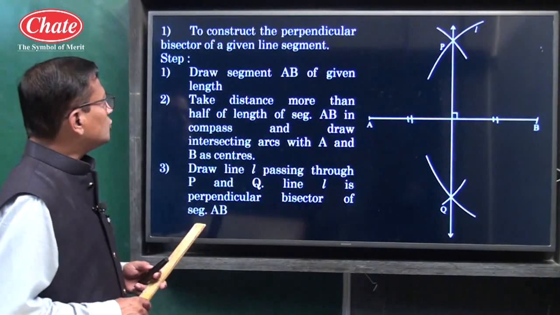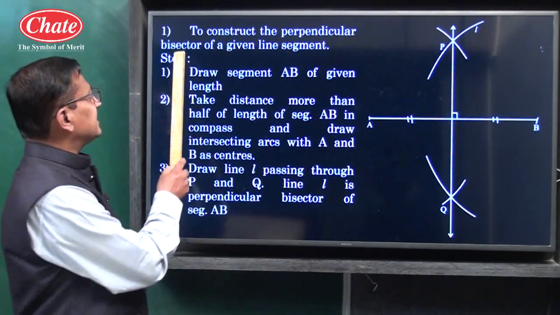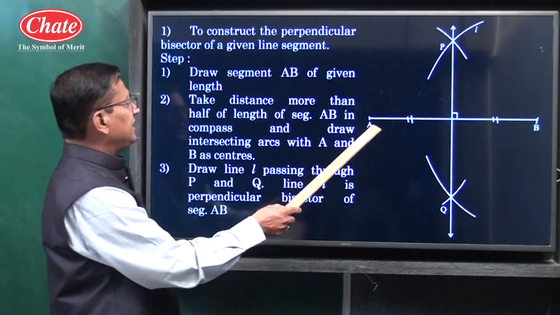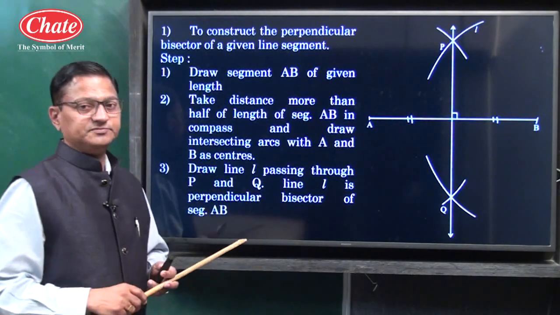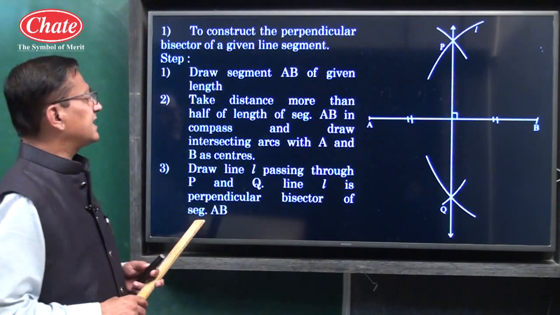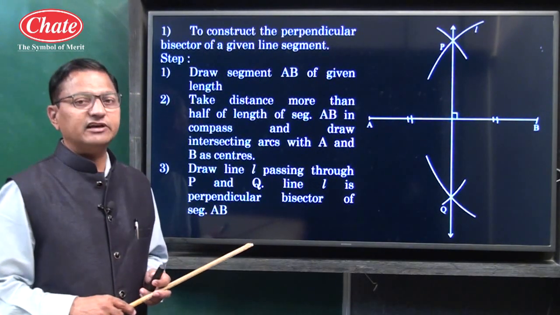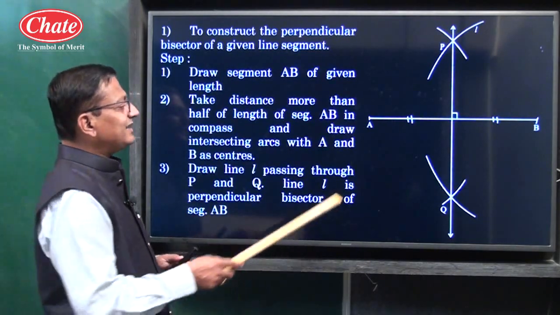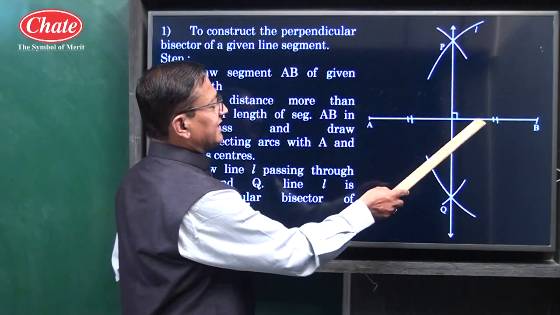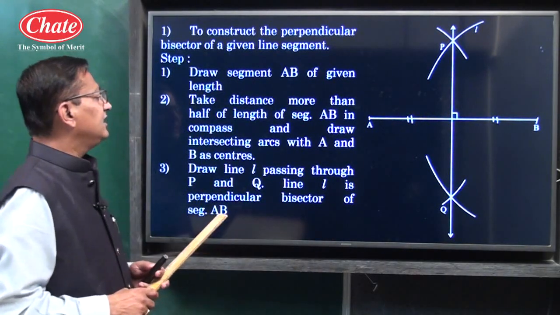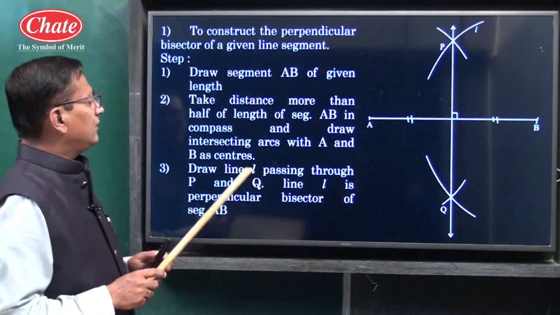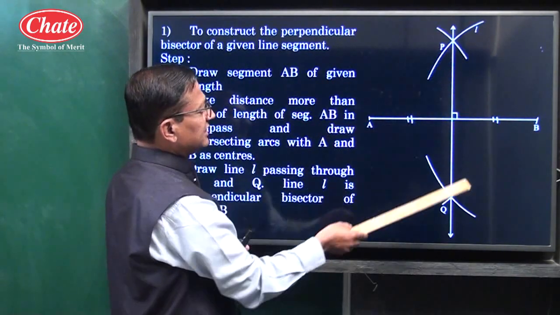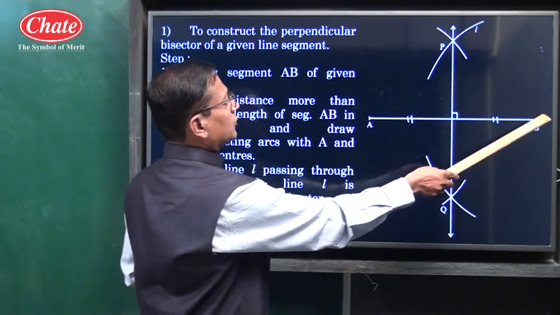Number 1, to construct the perpendicular bisector of a given line segment. Here, AB is a given line segment. So, first draw segment AB of given length. After that, take a distance more than half, and draw arcs on the upper side and lower side from B.